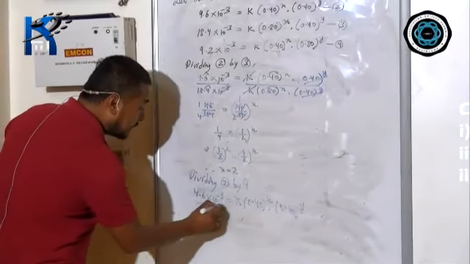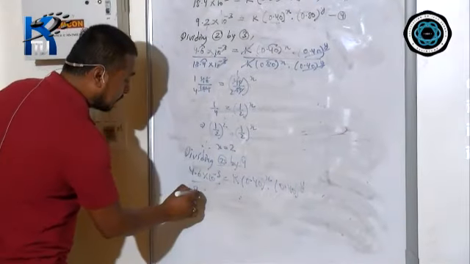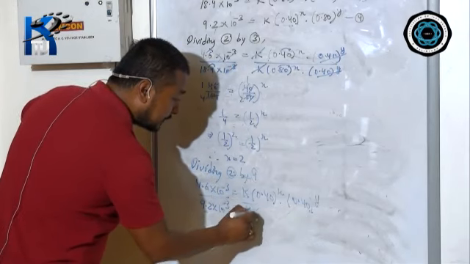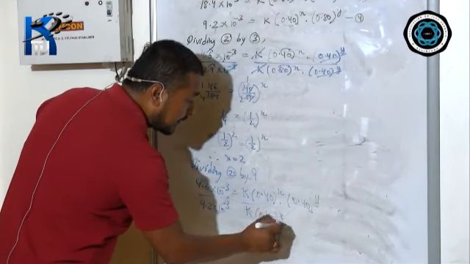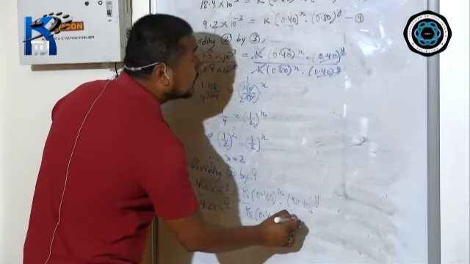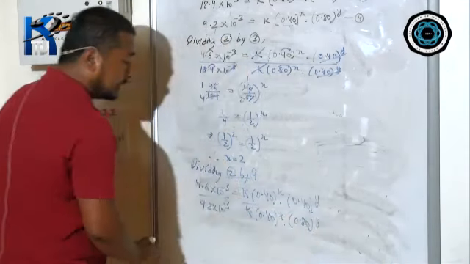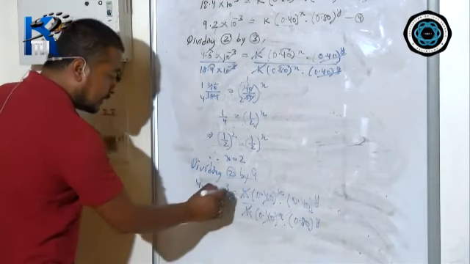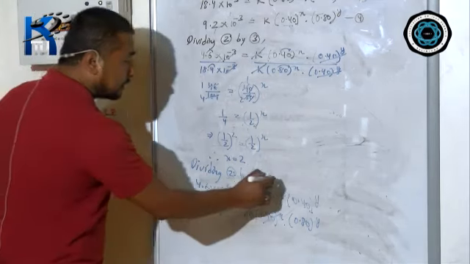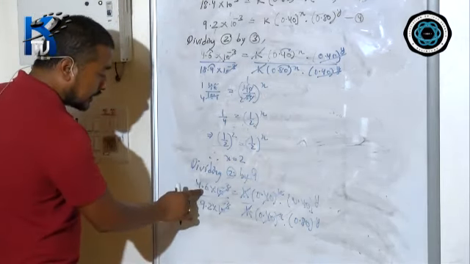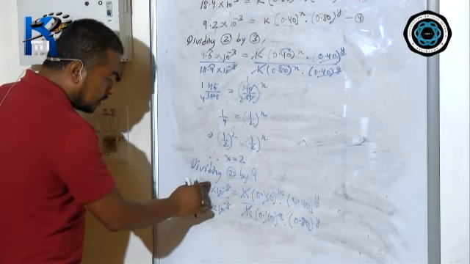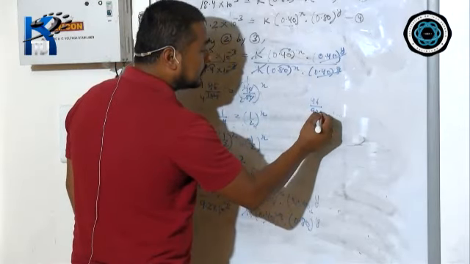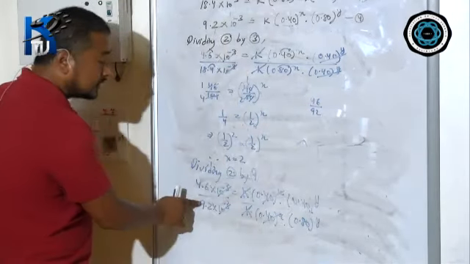Similarly, equation 4 is 9.2 into 10 to the power of minus 3 is equal to k 0.40 to the power of x into 0.80 to the power of y. So this k and k will get cancelled, this value will get cancelled, 10 to the power minus 3 will get cancelled. Now what remains here is this 2. Here in a number only one point is there, so remove it. So what you get here is 46 upon 92.